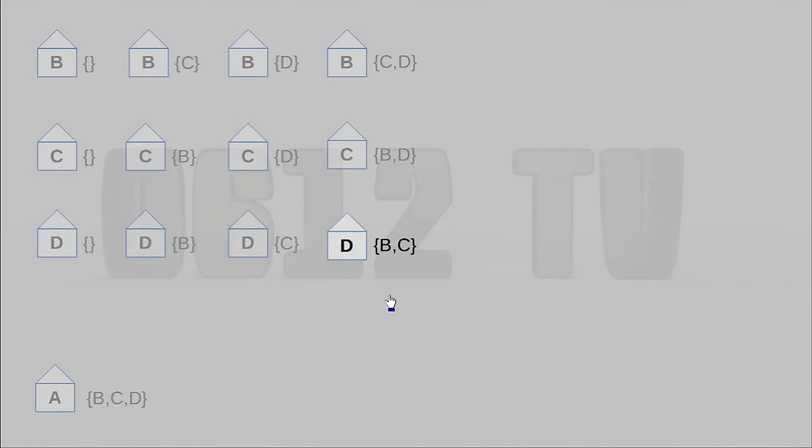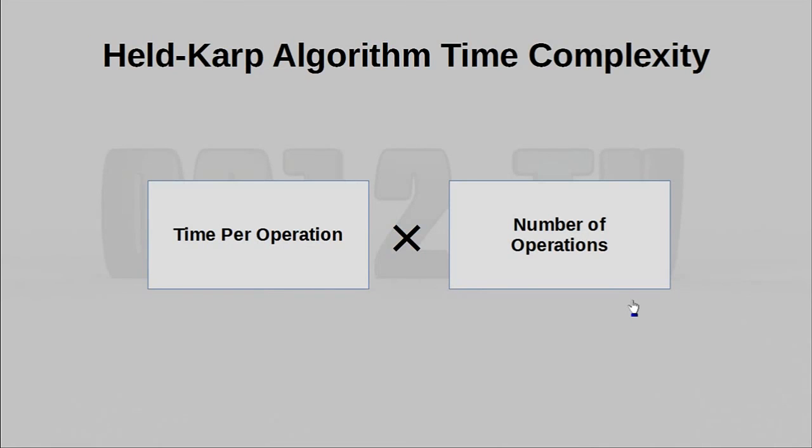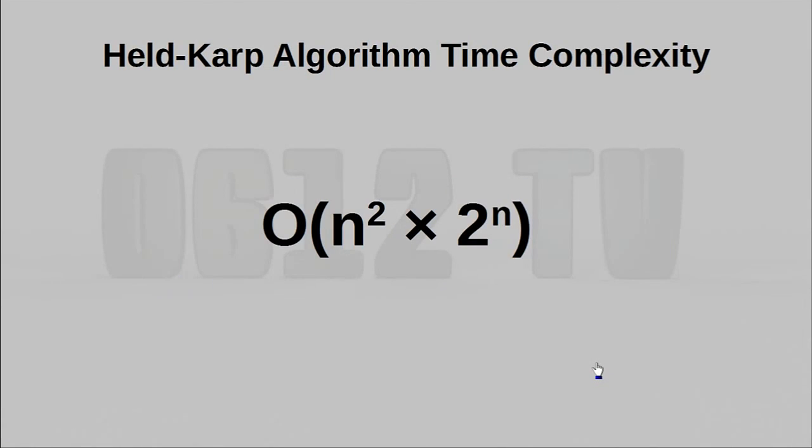Now, let's zoom in on just one operation itself. How much work is that? You see, it needs to visit as many as every other node. Not always, just sometimes. But the point is, our upper bound will be O(n). So for this algorithm, the overall time complexity is just a multiplication of the two things we've just seen. This, at the end of the day, gives us an overall time complexity of O(n squared times 2 to the power of n). By no means a fast algorithm, but actually faster than the factorial version.